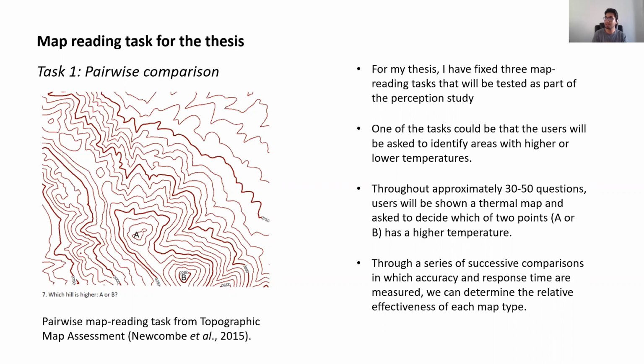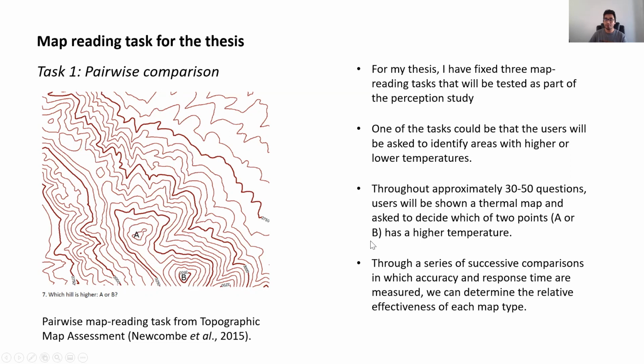The first map reading task is the pairwise comparison. In this task, the users will be asked to identify areas with higher or lower temperatures. Here you can see an example based on a terrain map where 2 points were given, and the users are asked which point has higher elevation based on the information provided here.